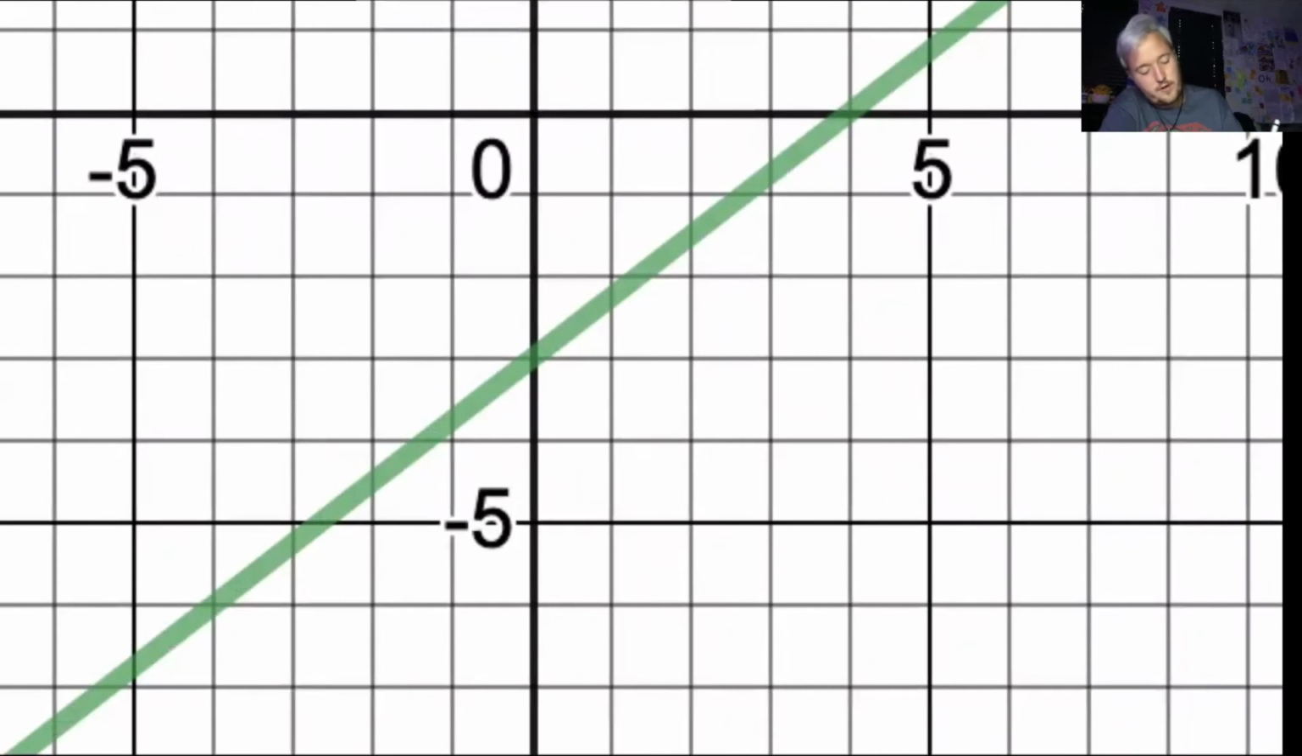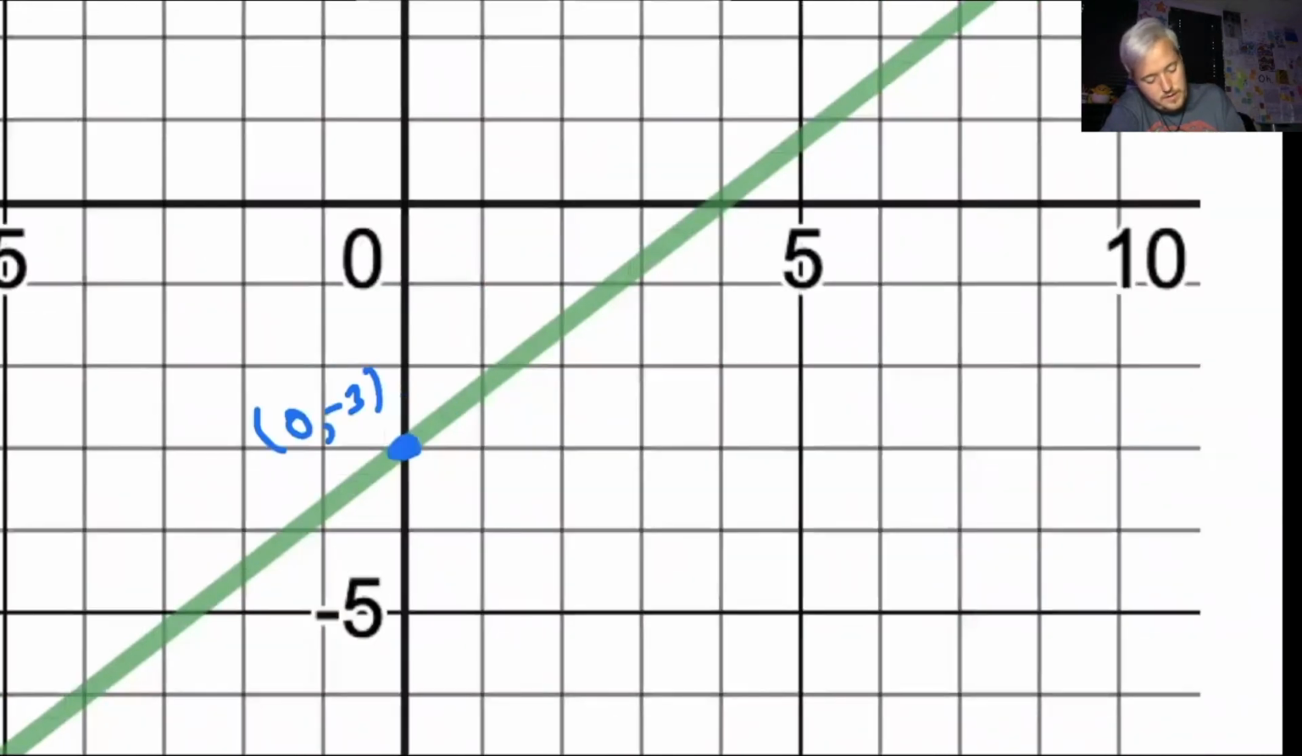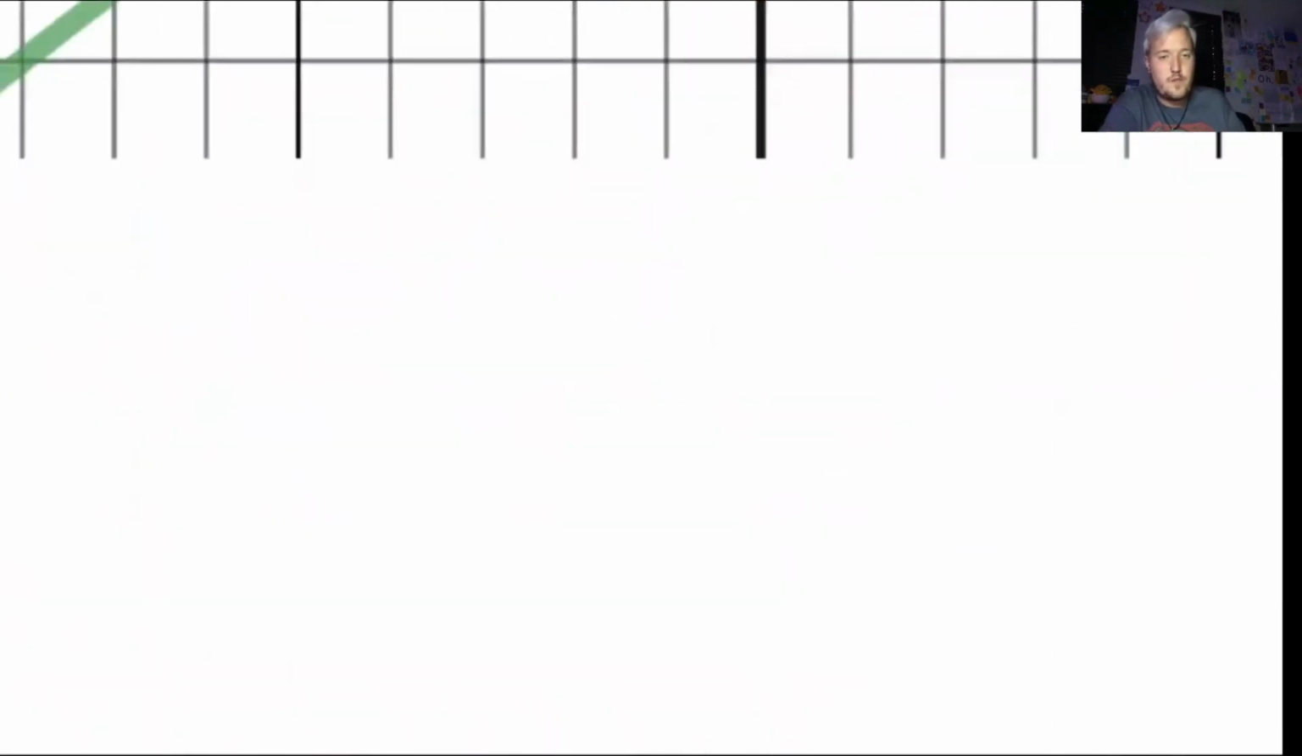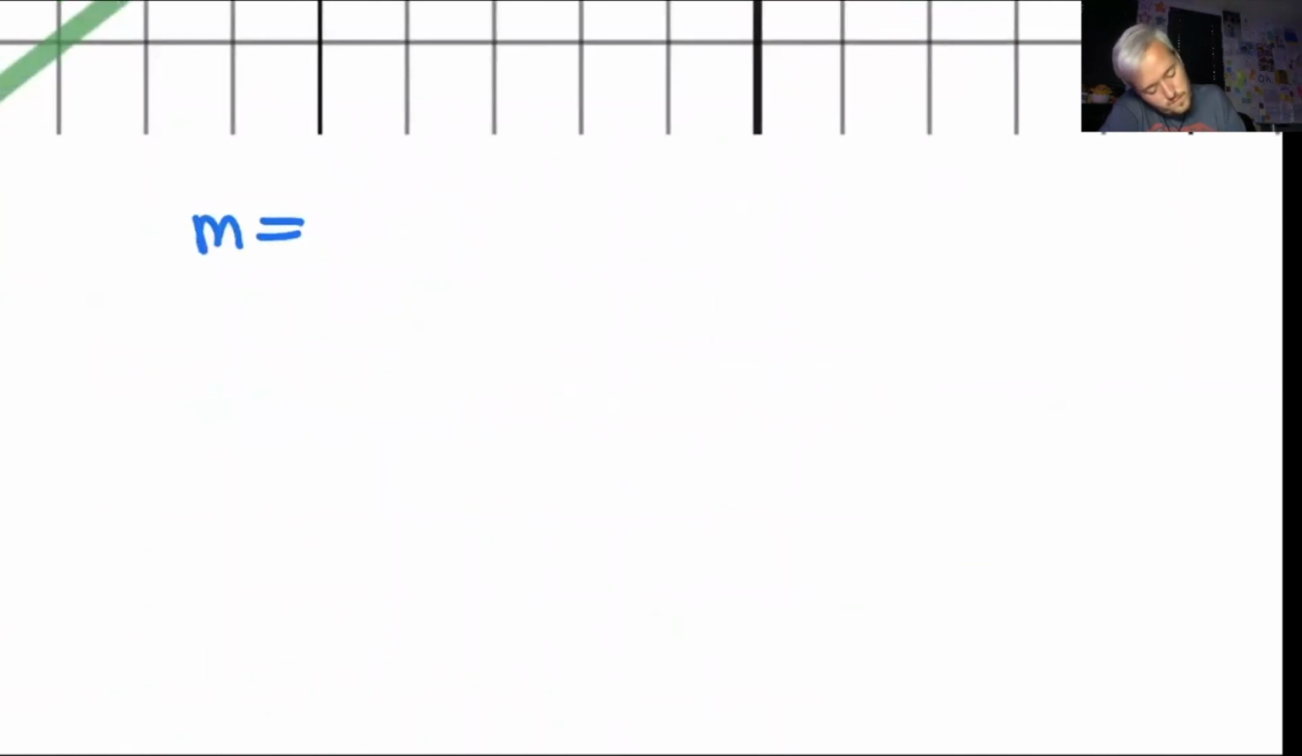All right. So now for this next one down here in green. So I have a y-intercept of 0, -3 and an x-intercept of 4, 0. So that means my slope here is going to be up 3 and right 4, which means my slope is 3/4. So I have a slope of 3/4. And I'll use the x-intercept again, so that'd be 4, 0.